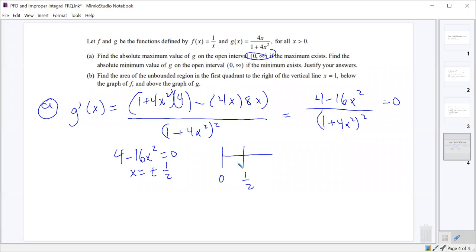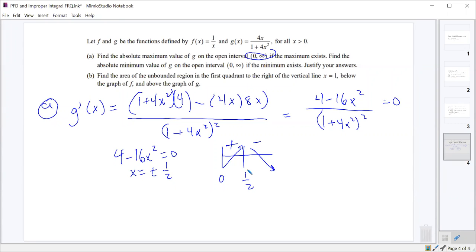So we plug in something like a fourth to this. A fourth squared is a 16th. 16 times a 16th is 1, so our numerator is positive. And the denominator, like we said, is always positive, so we're increasing. And if we plug in something more than a half, like 1, we get negative over a positive, so we're decreasing. And since these are the only critical values, at a half, and we're increasing up to a half and decreasing after, this must be the local max as well as the absolute max of that function on the interval 0 to infinity.